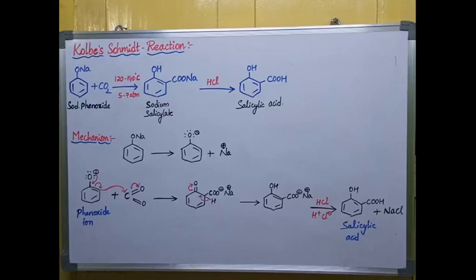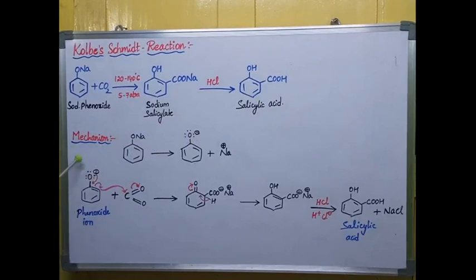Coming to the next chemical property, that is the Kolbe-Schmitt reaction. Okay, in this reaction, sodium phenoxide is taken, that is reacting with carbon dioxide at 120 to 140 degrees centigrade. We are heating this sodium phenoxide with carbon dioxide at this temperature, at 5 to 7 atmospheric pressure. We will get sodium salicylate. Okay, this sodium salicylate on reaction with hydrochloric acid produces salicylic acid.